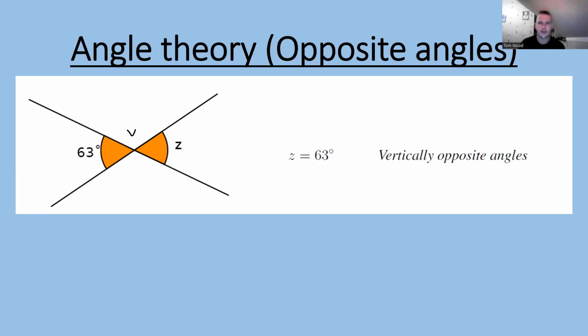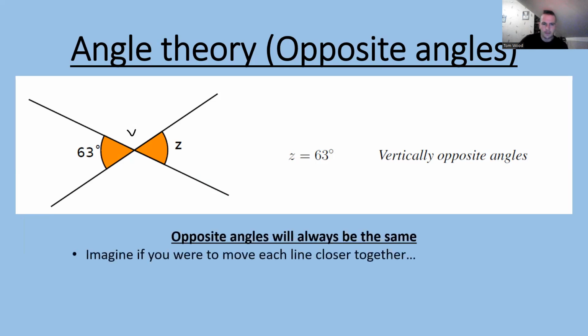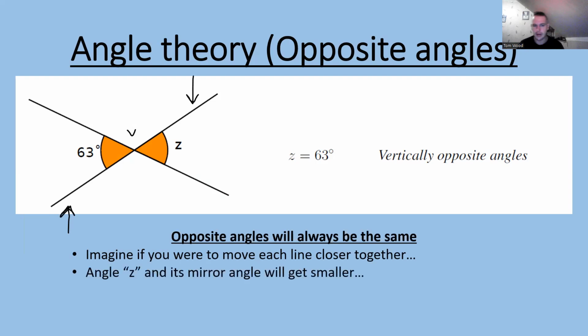The reason they are the same, though, is because if they're crossing like this, if I move even one line in one direction, it will impact both sides of this equally. Again, like I said, if you were to imagine moving these lines closer together, so we move them inwards, angle Z and its mirror angle, the 63 degrees, are going to get smaller, whereas the top angles, so if I'm looking for angle Y, for instance, angle Y is going to get bigger.